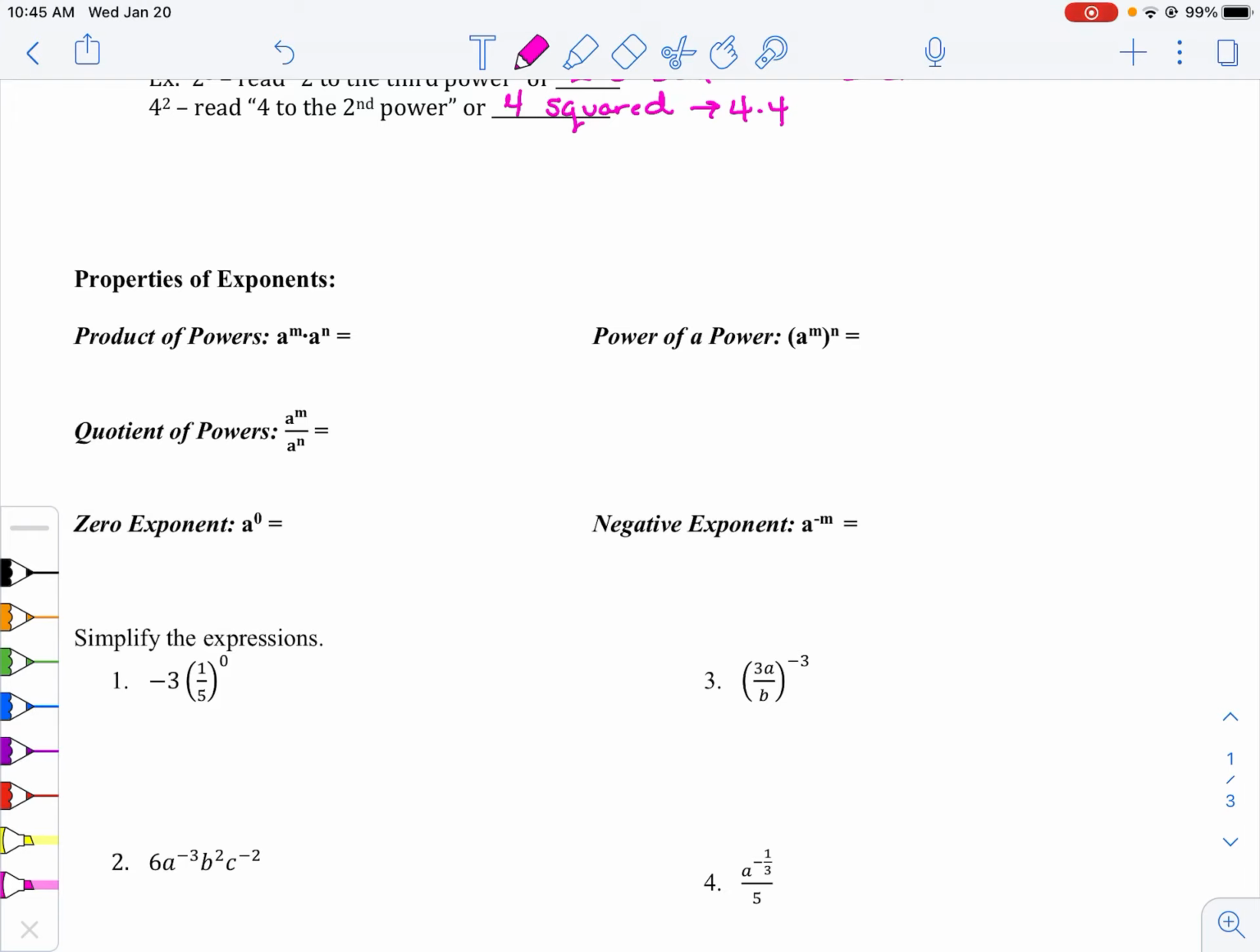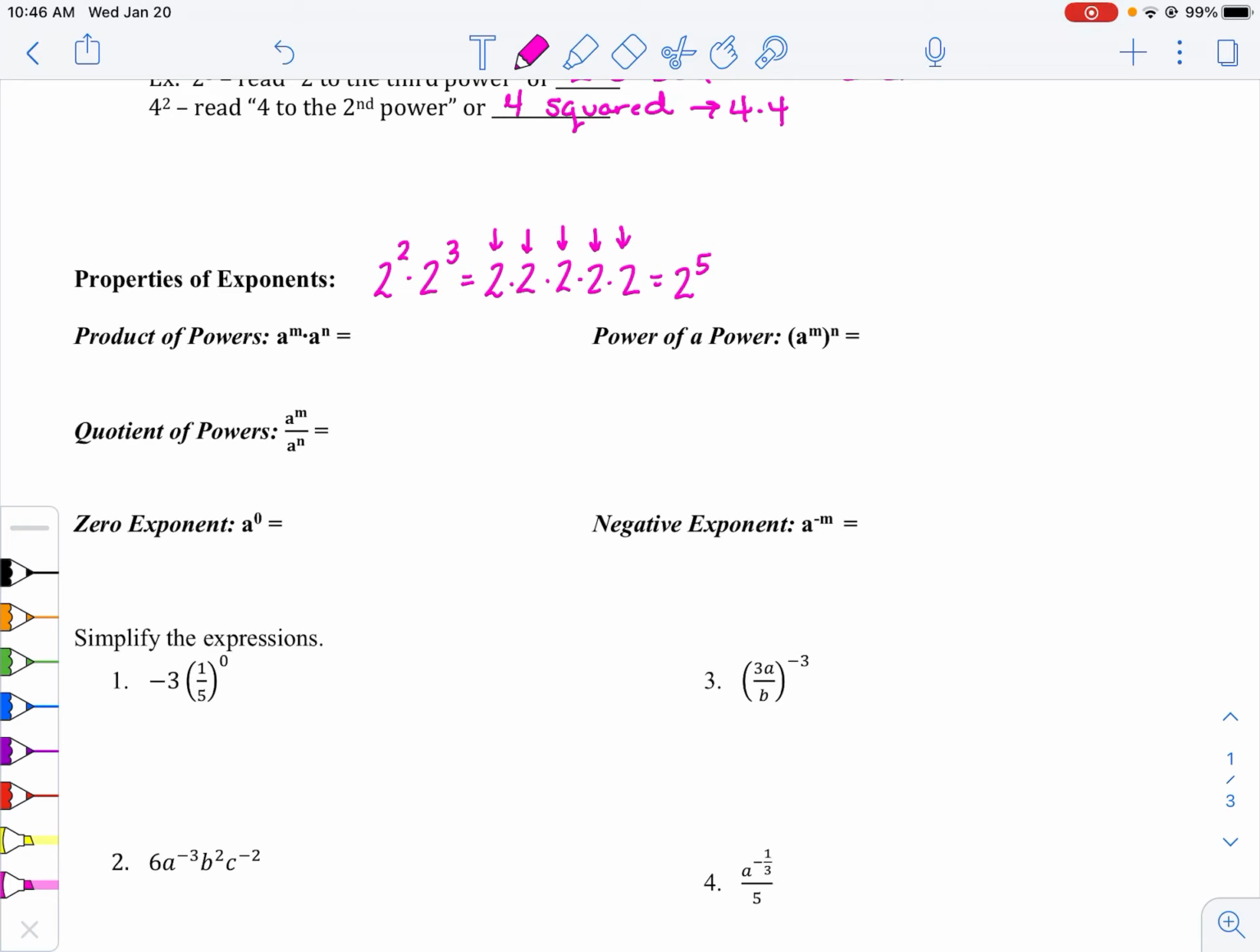So I'm going to give you a numerical example to explain why the variable rule is what it is. Here, if I gave you 2 to the second times 2 to the third, 2 to the second means 2 times 2. And 2 to the third means 2 times 2 times 2. So how many 2's did I end up with? 1, 2, 3, 4, 5. So I get 2 to the fifth.